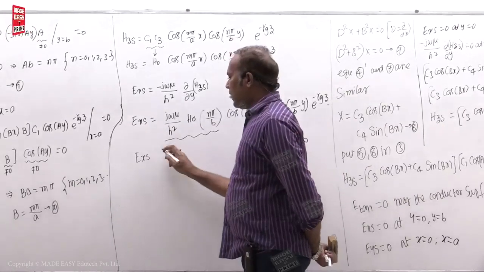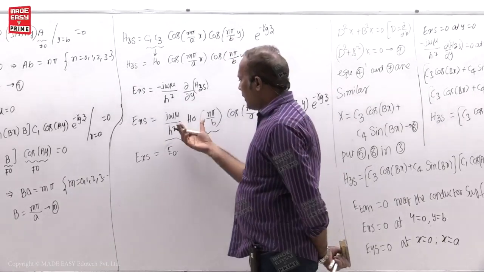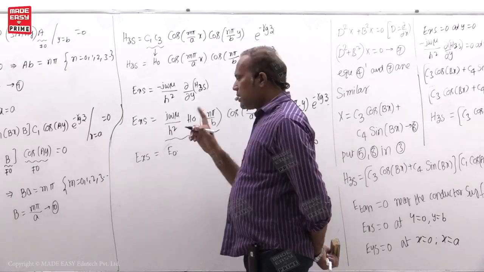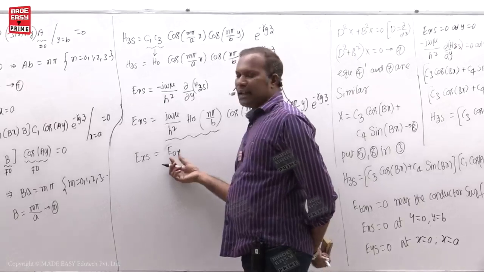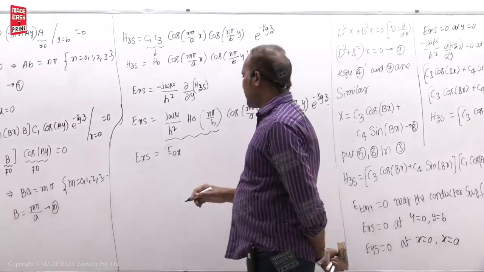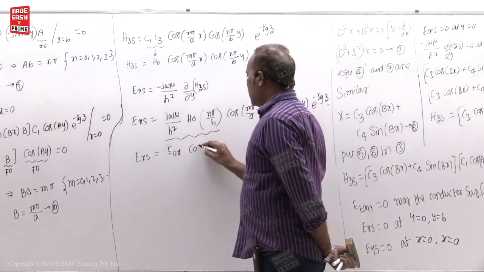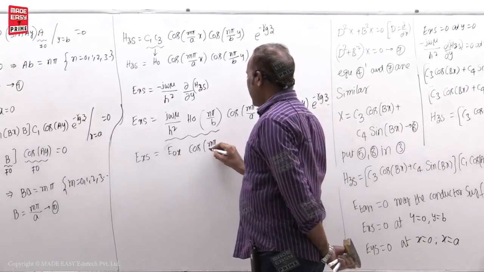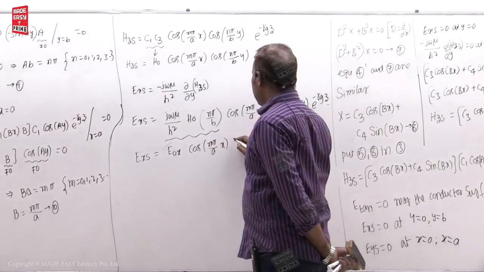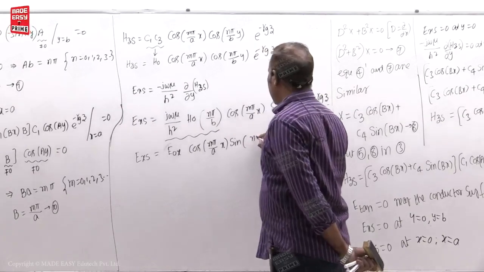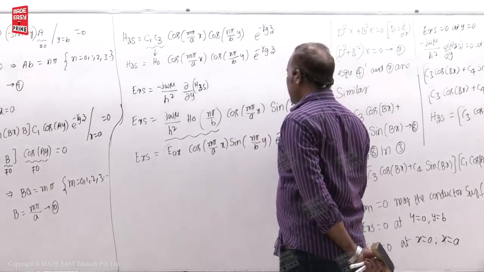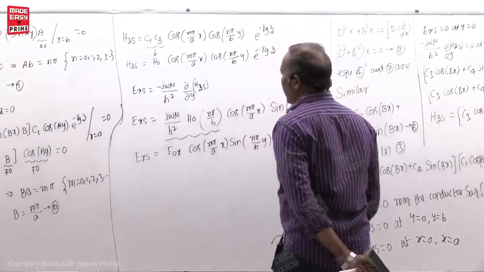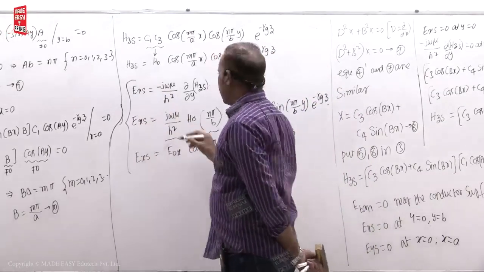Different books give different names. This is the electric field value, the initial value for the x component, because for every electric field if you write E naught, it will be confused. That is for the x component, into cos of m pi by a into x, sin of n pi by b into y, e power minus gamma g into z. Similarly, this is all about Ex.